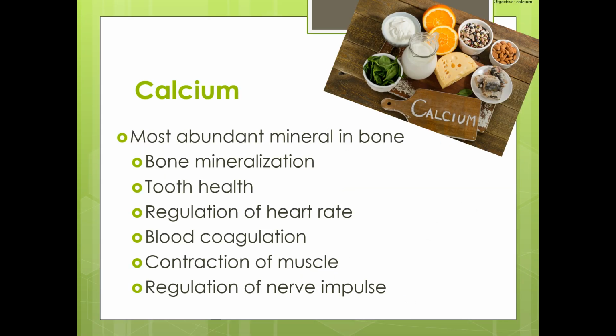So, calcium, most abundant mineral in bone. Yes, there's phosphorus in there, but again, calcium is the most abundant. What is the job of calcium in bone? Well, it helps make bone. It helps make that bone matrix, that bone mineralization. Of course, your teeth are important. Calcium is needed for tooth health as well.